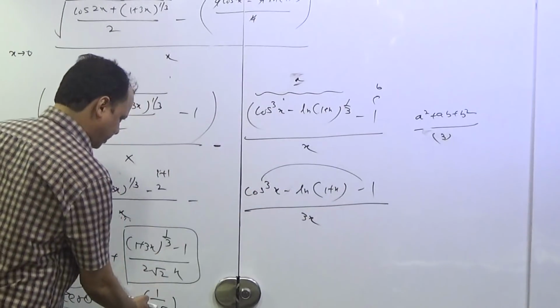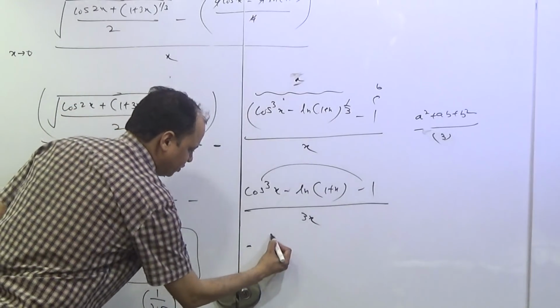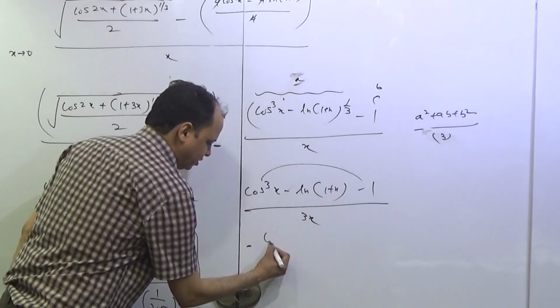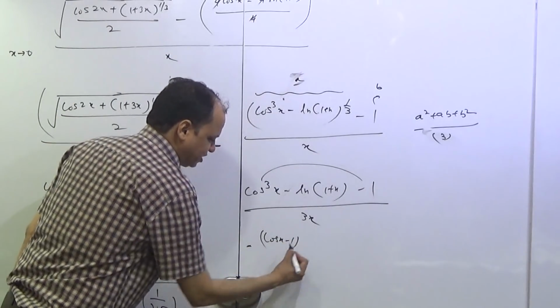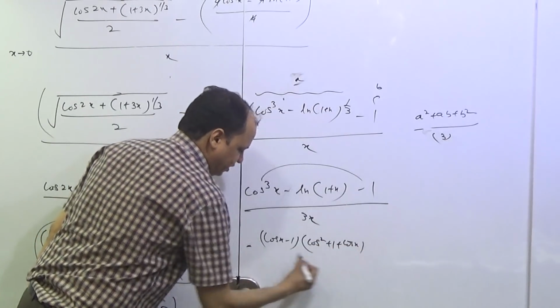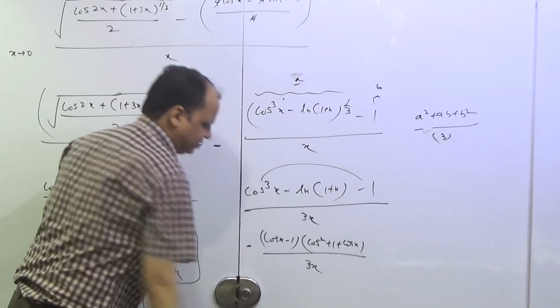Don't forget this negative sign here. Minus of cos cube x minus 1. What will you write for this? Factors: cos x minus 1 into cos square x plus cos x plus 1, divided by 3x.